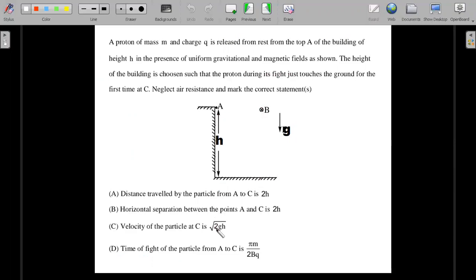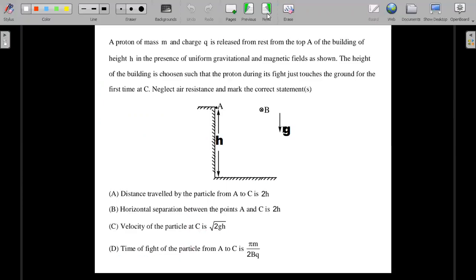So there are four options given. The first one is about the distance traveled from A to C, wherever it touches, and the horizontal separation between points A and C. Horizontal is this direction. The velocity of the particle at point C is being asked in the third one, and the fourth option is about the time of flight of the particle from A to C. So try to pause this video. Using whichever method you already have, try attempting this question, and then proceed forward to the three solutions that I'm going to give, the standard one and the two shortcuts.